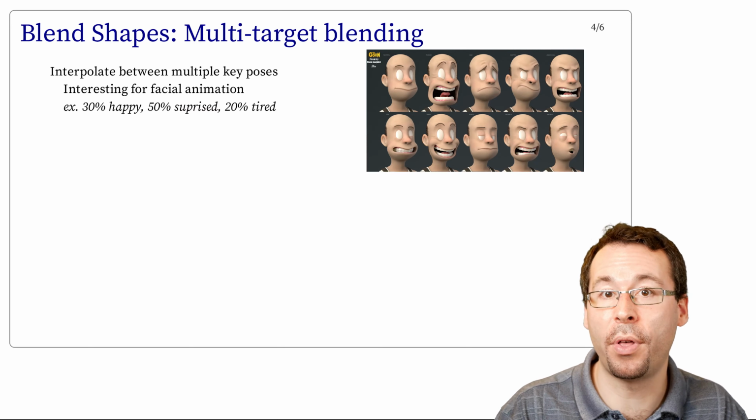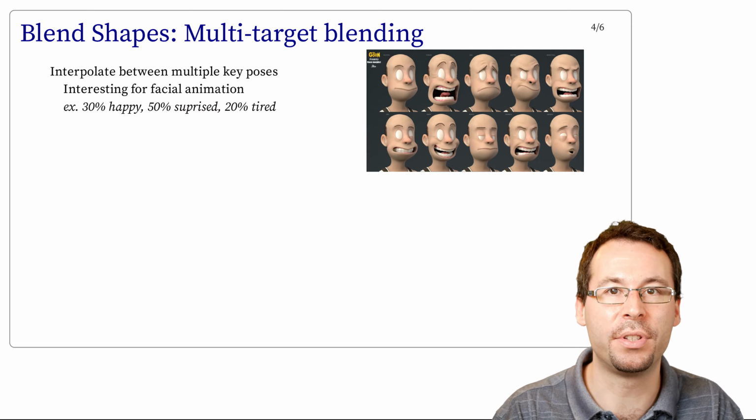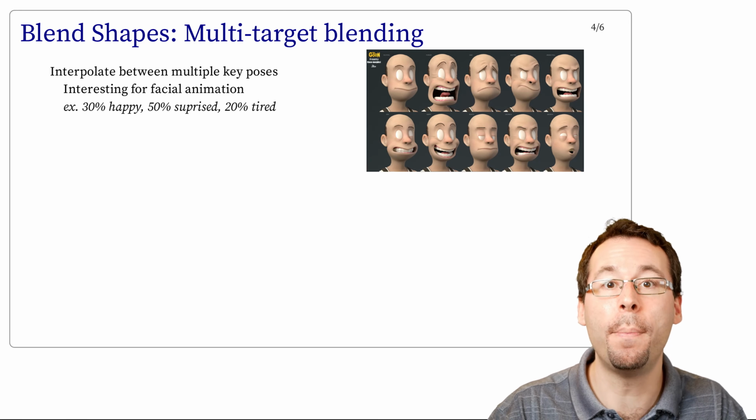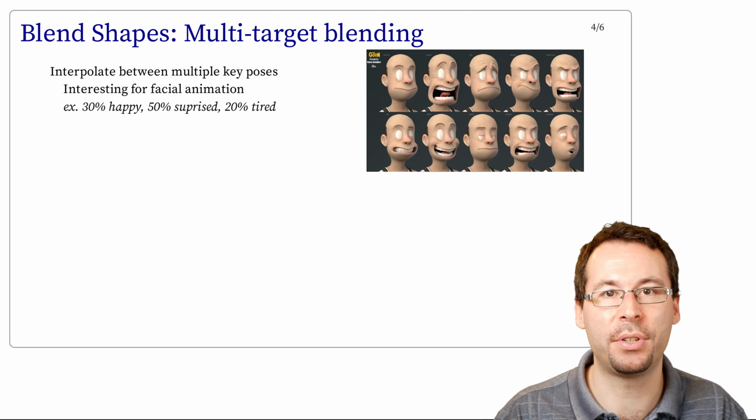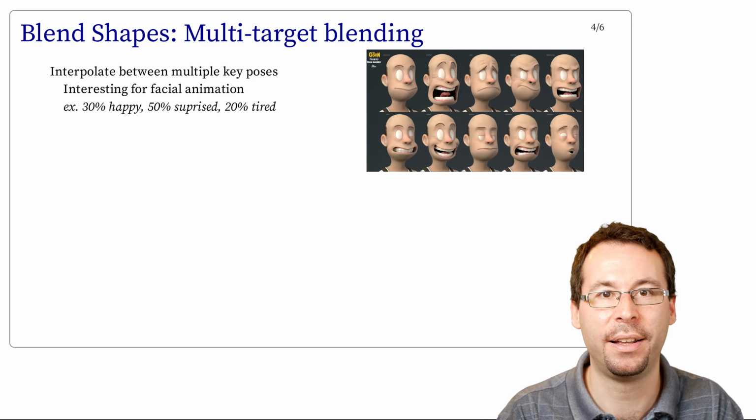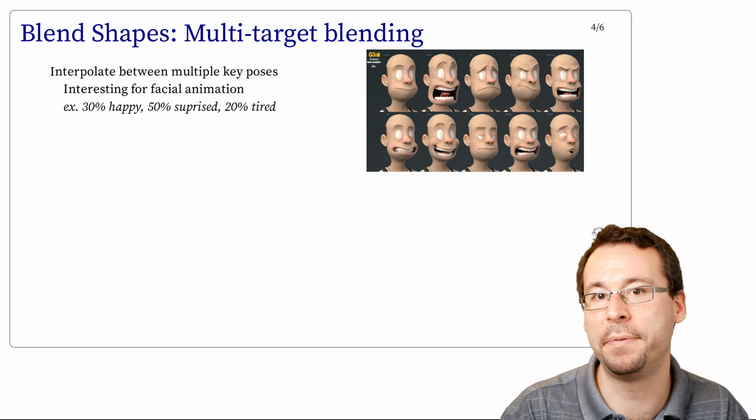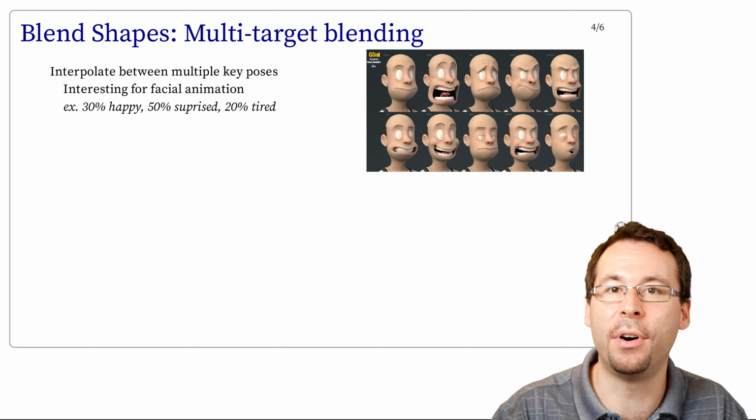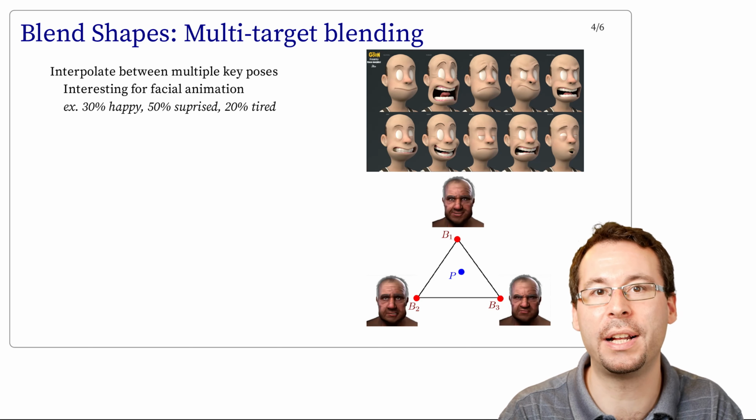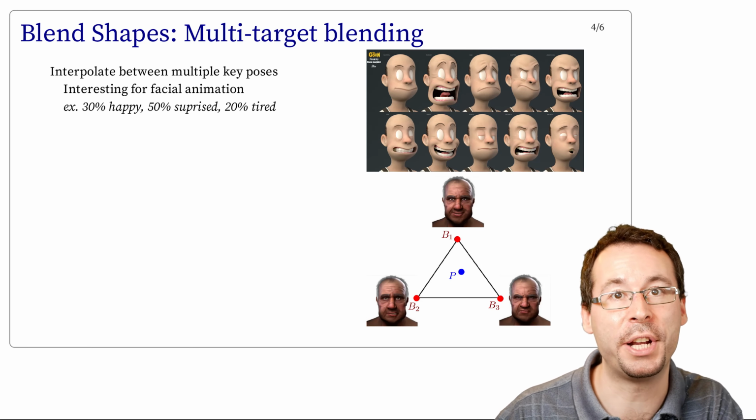But we can go further to mix different facial poses together. We can actually consider multiple poses and do a blending between them all together. This is called blend shapes or multi-target blending. This allows, for instance, to do a mix of happy expressions with surprised one and tired one. So we are basically evolving within the n-dimensional space of bases described as the key face expressions.